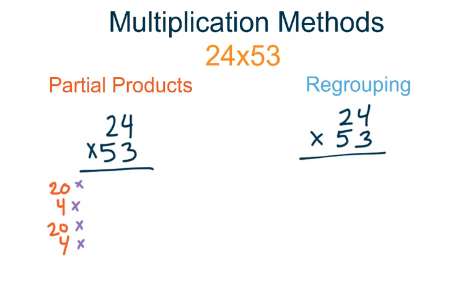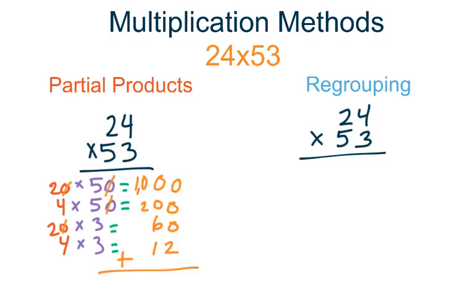So 53 would be 50 and 3 in expanded form. I'm going to multiply 20 times 50, 4 times 50, and then I'm going to multiply times my 3. And that's how I'm going to find my partial products for my partial products method. And then we'll do regrouping in just a minute.